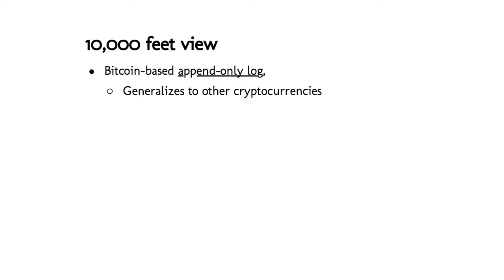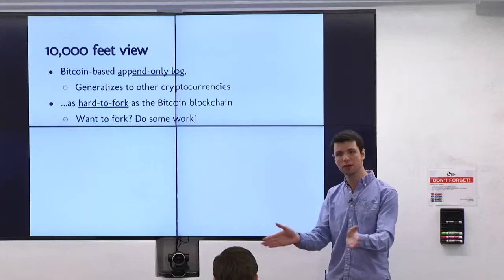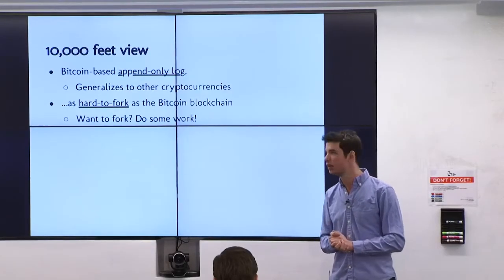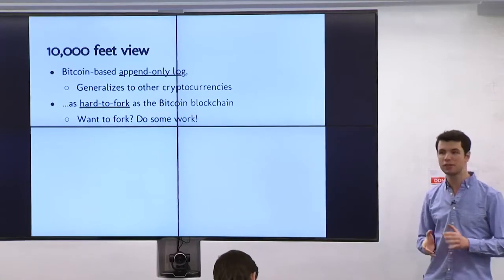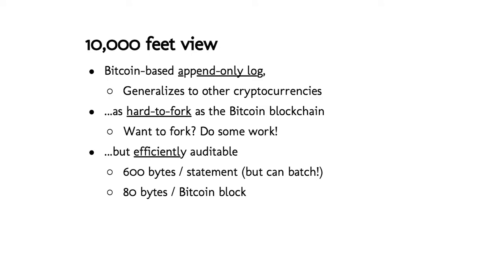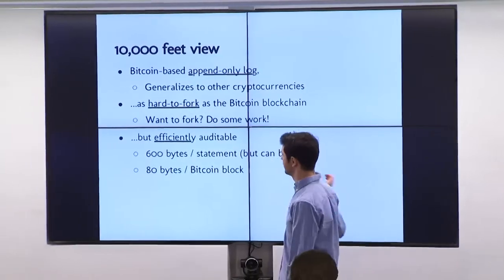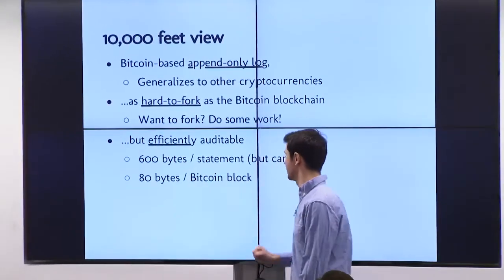And this generalizes to other cryptocurrencies. Like you could do this in Litecoin, for example, or even in Ethereum, though I don't think you guys have yet talked about how the Ethereum blockchain works. And the cool thing about this Catena log that we're building is that the Catena log is as hard to fork as the Bitcoin blockchain. If you want to fork our log, you have to fork Bitcoin. However, unlike the Bitcoin blockchain, Catena is super efficient to verify. So in particular, remember I described the log in terms of the statements in it. So if you have 10 statements, each statement will be 600 bytes to audit.